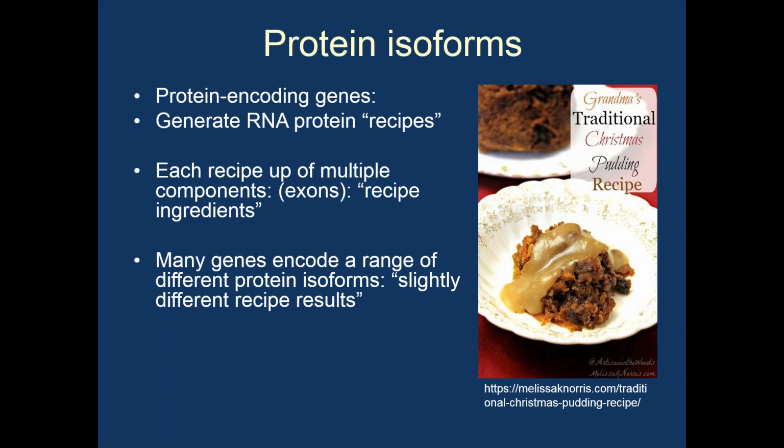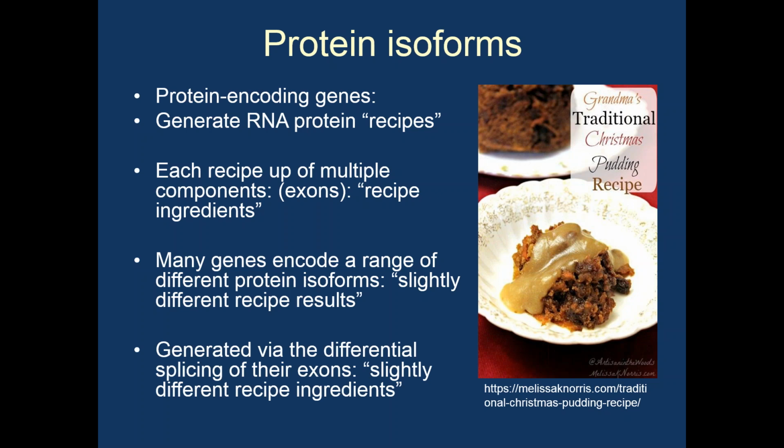Many genes actually encode a range of different protein isoforms, so they're slightly different recipe results. And these are generated by the differential splicing of their exons, so they use slightly different ingredients to make up that final result. So isoforms are slightly different outcomes from that gene transcript.